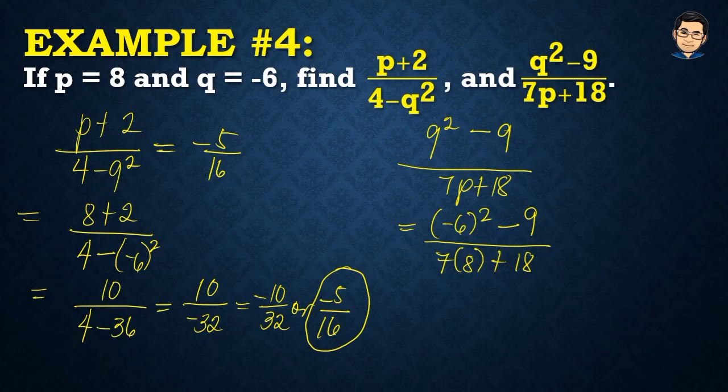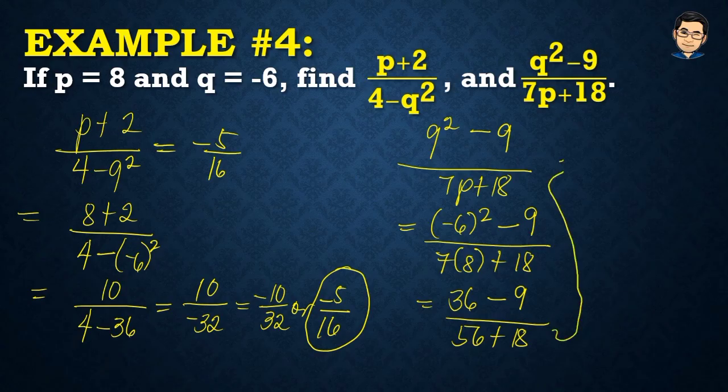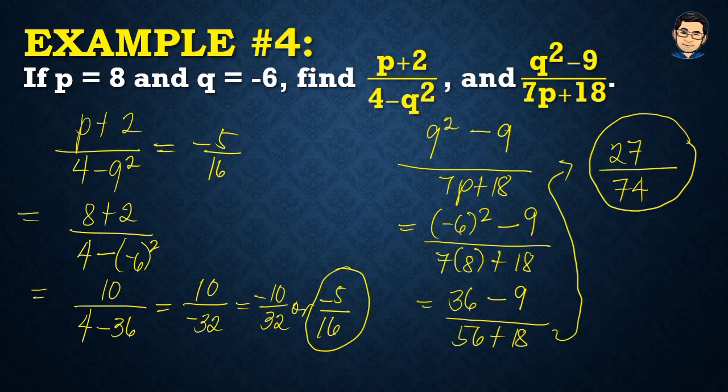Okay. Next, negative 6 squared, that is 36, minus 9 over 7 times 8, that is 56, plus 18. So, rewrite lang natin dito, 36 minus 9, that is 27, all over, so 56 plus 18, that is 74. So, we cannot simplify 27 over 74 kasi wala po silang greatest common factor kundi 1, other than 1. So, this will be our final answer.